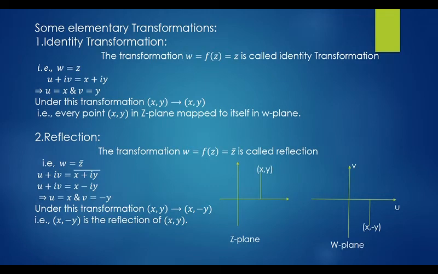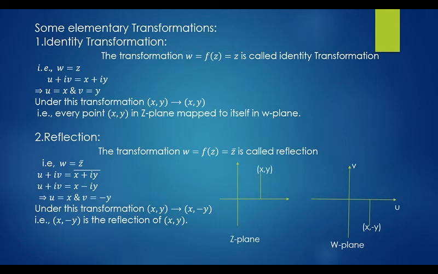Substitute W as u plus iv and z as x plus iy. So the conjugate of x plus iy is nothing but x minus iy. On comparing both sides, u equals x and v equals minus y. Under this transformation, the point x comma y in the z plane is mapped to x comma minus y in the W plane. Okay, so we can say that x comma minus y is the reflection of the point x comma y.